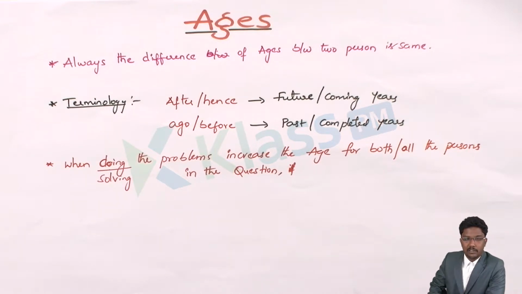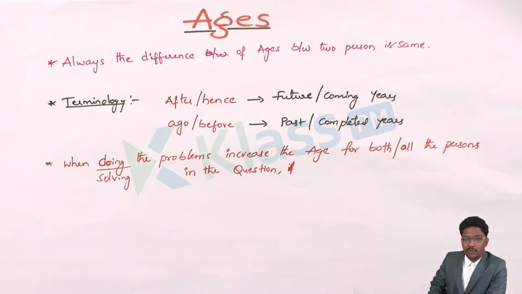Let's discuss ages. It has less weightage in examinations because ages questions come under the ratios and proportions topic. Ages is a different topic, but it works on the same principle. It is solved with the basics of ratios only.